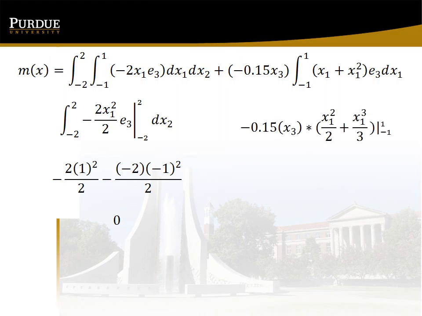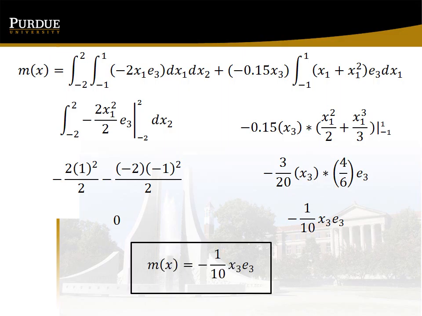Now we'll move on to the integration of the traction force. Again, performing the integration from -1 to 1 for dx1, we'll get the following equation. Note that we have changed the 0.15 to fraction form, which is 3/20. This will just make it easier when we combine the two fractions together. Once we do that, we will actually get -1/10 x3 e3. And combining these two terms together, we'll get mx equal to -1/10 x3 e3.